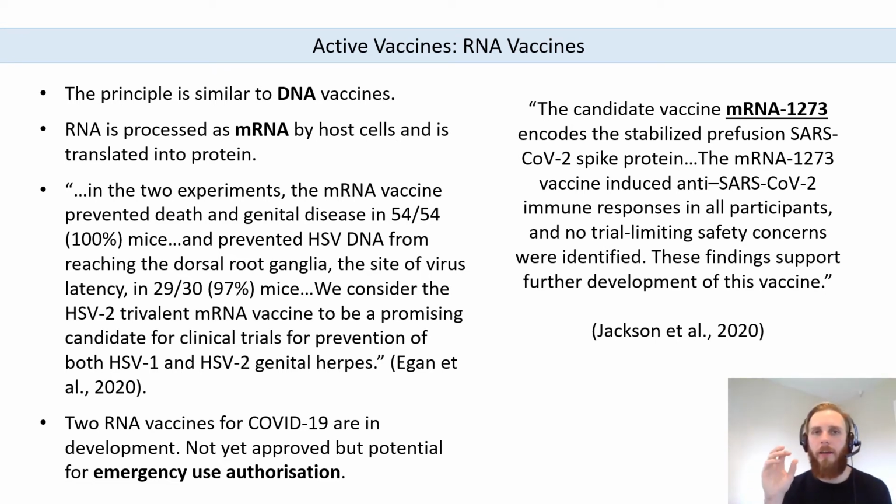This is the portion of the virus that seems to be able to induce a protective immune response, so it seems to be very useful as part of a vaccination. So a lot of the different vaccines are utilizing this spike protein. And this paper describes that this particular mRNA, mRNA 1273, is translated into the spike protein, and this mRNA induced an anti-SARS coronavirus 2 immune response in all participants. There were no trial limiting safety concerns, and these findings therefore support further development of this vaccine. So this is one of the vaccines that is looking potentially promising for COVID-19.